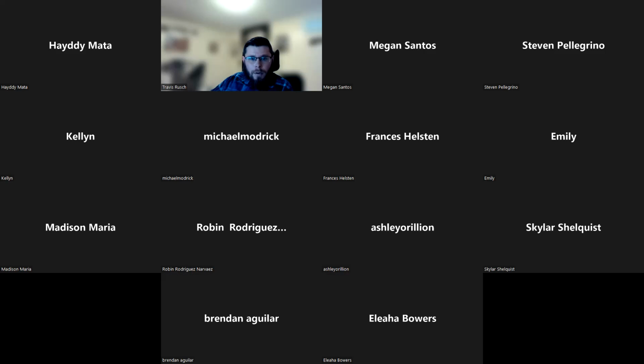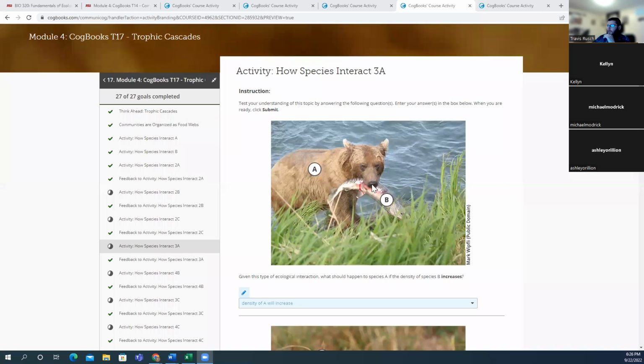It asked if we could go over the density activity in T17. Pull those up. All right, so these can come in a few different forms. You might get a picture, something like this, where you have 2 species, A and B, and then it'll say, given this type of interaction, what should happen to species A if the density of species B increases?